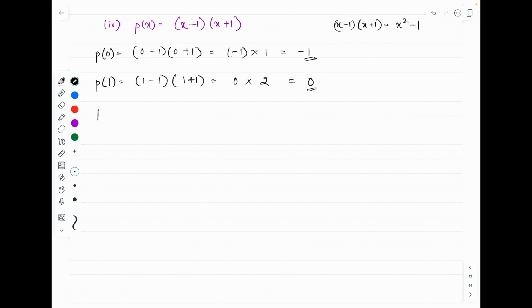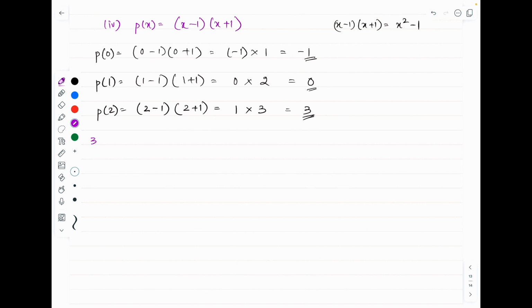You are getting it? Now P of 2. Instead of x minus 1 what we will write? We will write 2 minus 1 into, instead of x plus 1 what we will write? We will write 2 plus 1. Okay, so 2 minus 1 is 1 into 2 plus 1 is 3. 1 into 3 is 3. You are getting it? This is the way of finding the value.